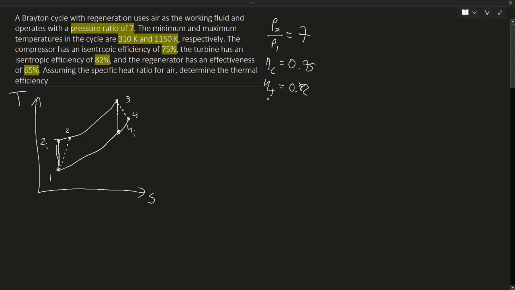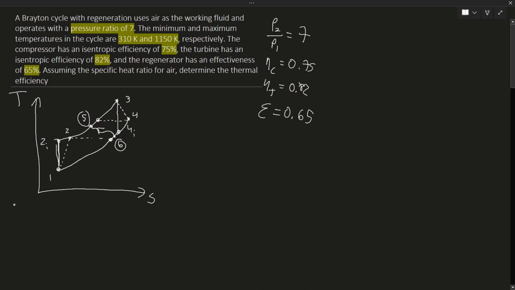Then it's giving us the regenerator effectiveness, 0.65. So we're going to take step 4, draw this line, then step 2 and draw this line. Somewhere over here is going to be step 6, but these would be connected if it was at 100% efficiency. Since it's not, it's going to be a random point over here. The exact values aren't important. You don't need to know the temperature at T5 and T6. You just need to know the temperature at T1, 2, 3, 4.